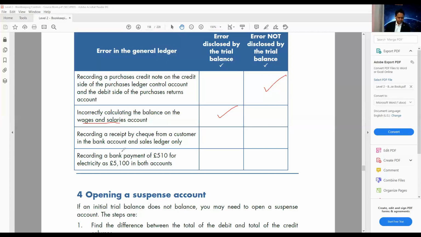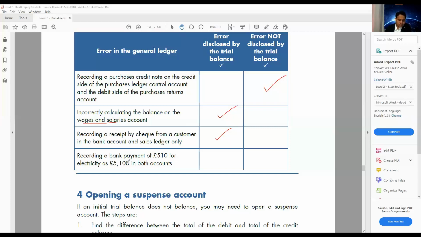Next one, recording a receipt by cheque from a customer in the bank account and sales ledger only. So I receive a cheque from the customer and I record it in the bank and the sales ledger only. If I write only this side and I don't write the credit side, obviously then it will be disclosed, so it's not going to be matched. So that will be disclosed.